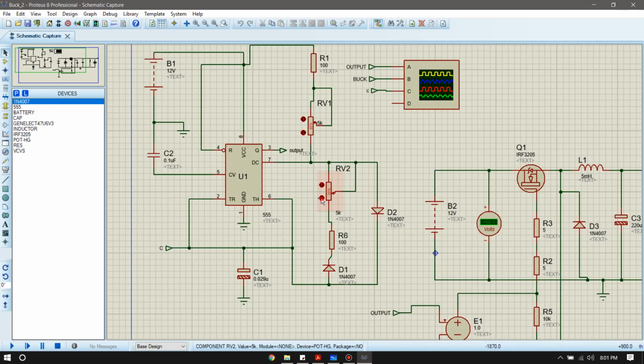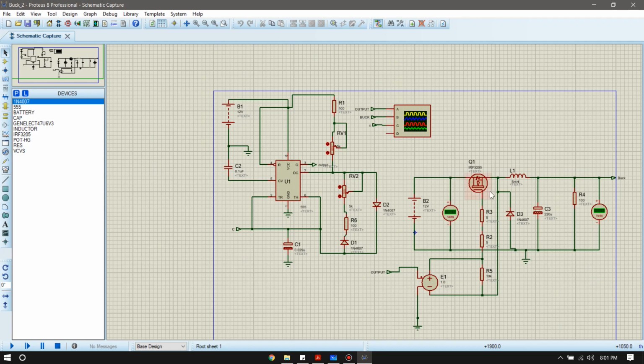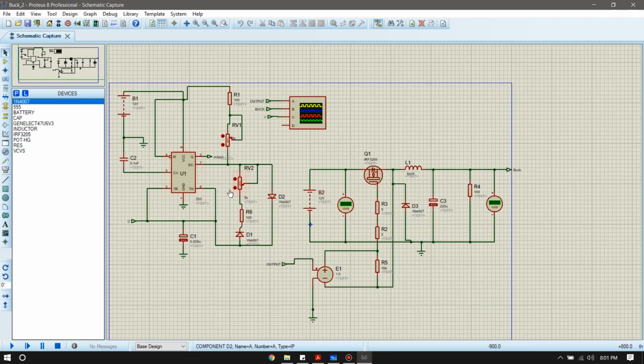Proteus has crashed. So be careful when using your Proteus, because I think this big circuit causes it to crash a few times.